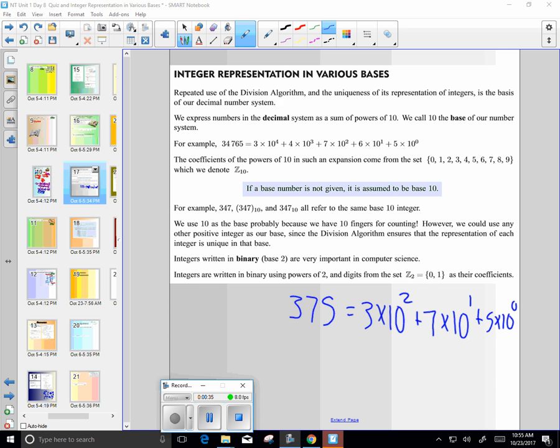Or I just like to, below it, write 10 squared, 10 to the first, 10 to the 0, and you can see it's 3 times that, plus 7 times that, plus 5 times that. So that's base 10, and you all know why we use base 10. 5, 10 fingers and 10 toes.